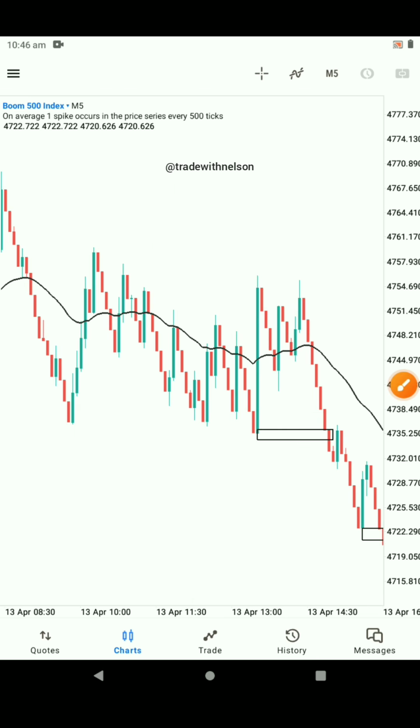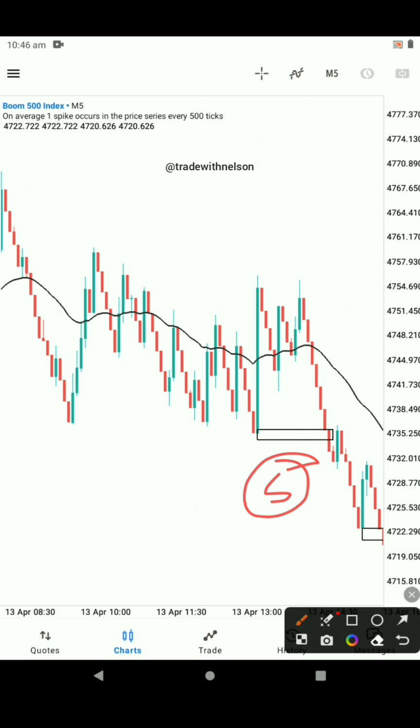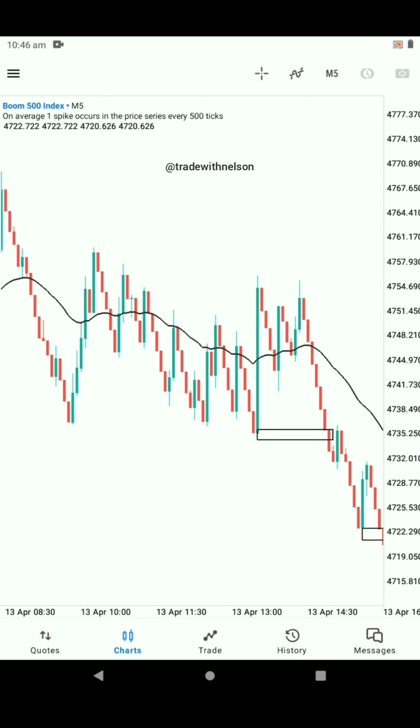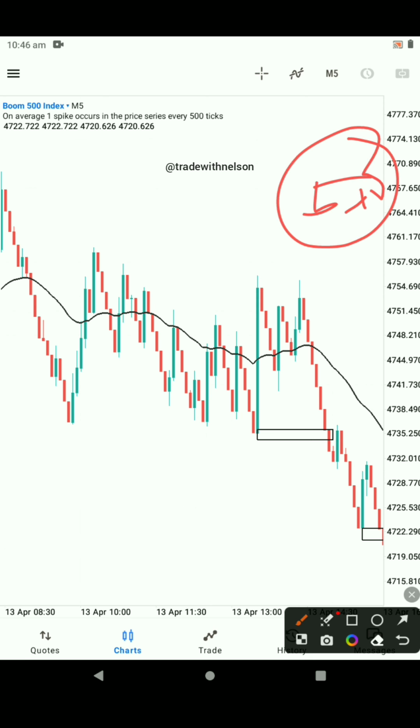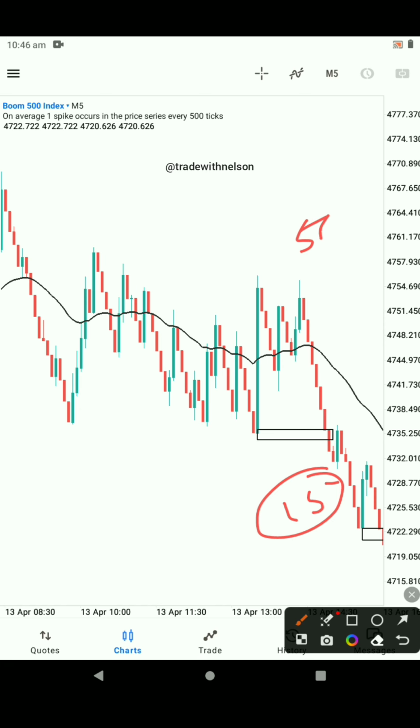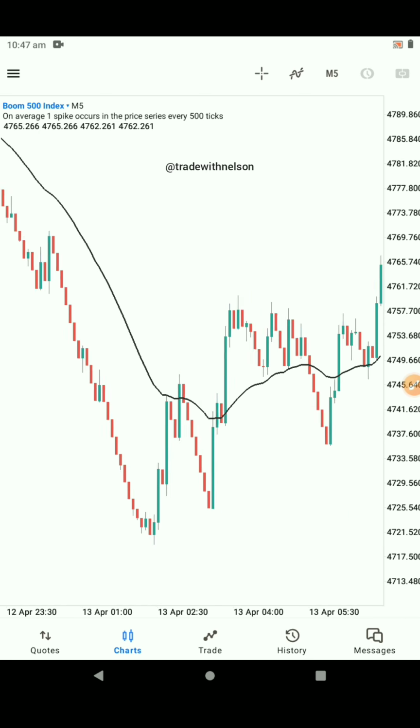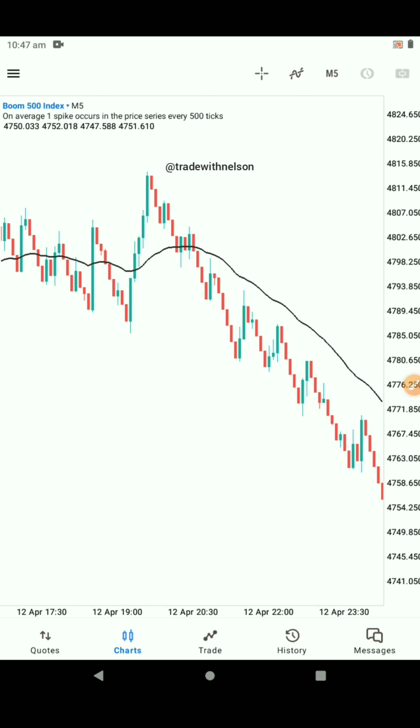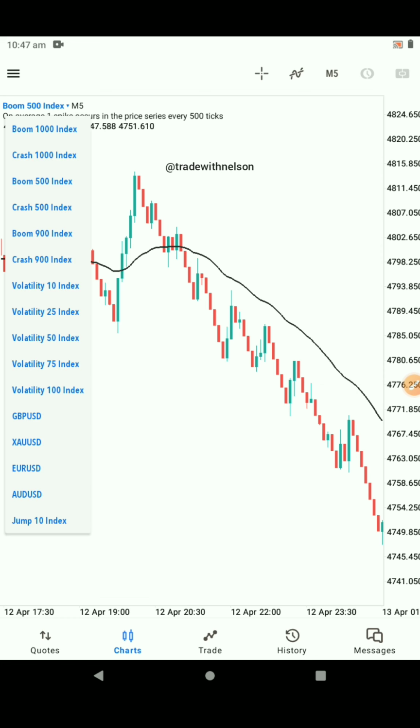So one thing you should know is that 3 candles in the 5 minutes time frame is like 15 candles in the 1 minute time frame. So instead of scalping just 5 to 10 candles in the 1 minute time frame, you can easily catch 15 candles in this 5 minutes time frame. So let's go to the crash market, the crash 500, and let me show you how it works over there.